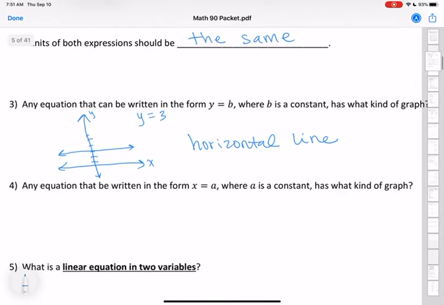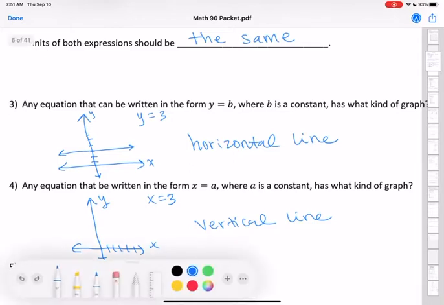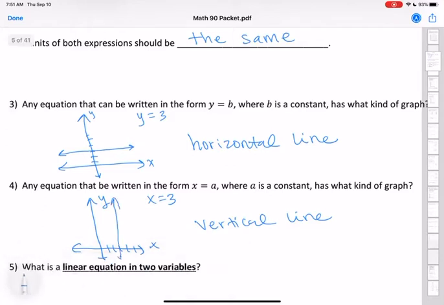And what do you think about the next one? Now it says any equation that can be written in the form x equals a, where a is a constant, has what kind of graph? What do you think? Yeah, it's just the opposite. It's going to be a vertical line. So for example, if I do another little sketch, just randomly I'll say x equals 3. You would just go to x and then go to the 3 and then put in a vertical line. That is not vertical. Let's try that one more time. It's a little bit better. Okay. So there we go.